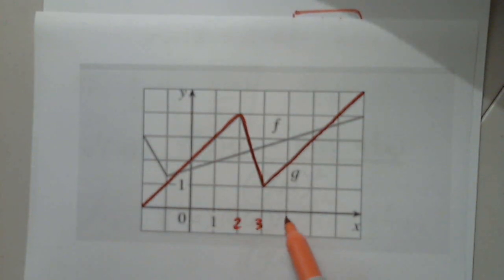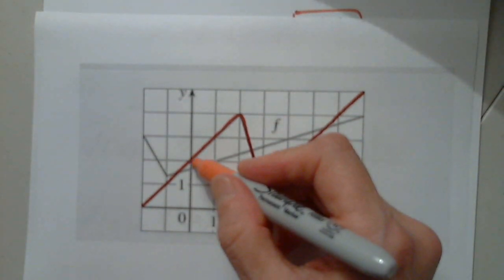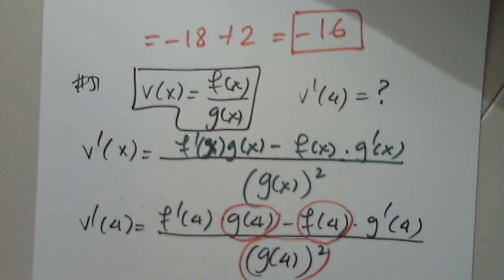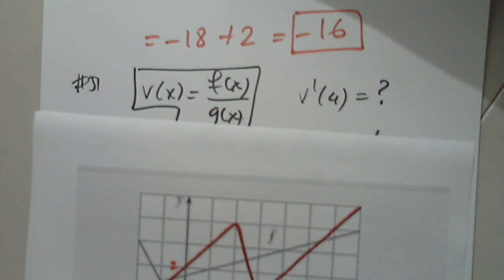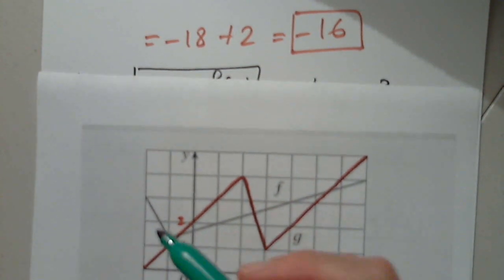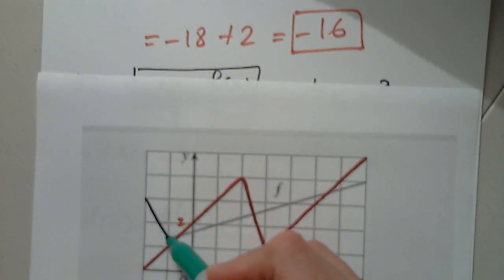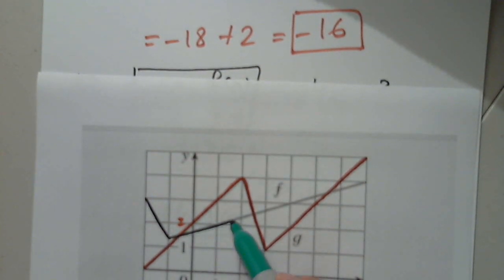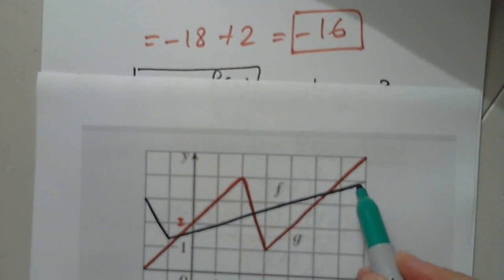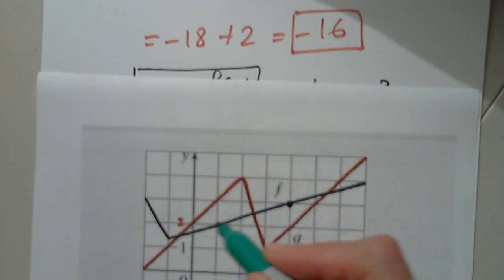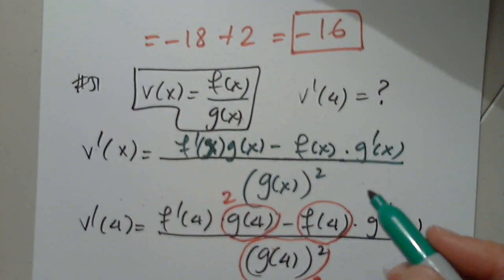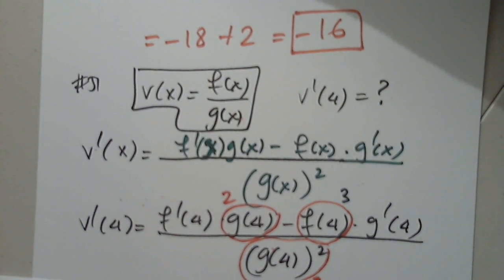One, two, three, 4. g of 4 is 2, and 2 squared. f of 4 is 3. So these 3 pieces are clear.